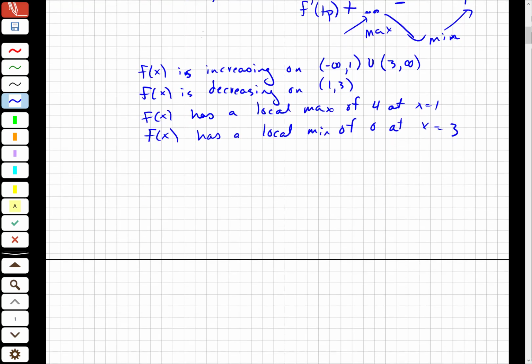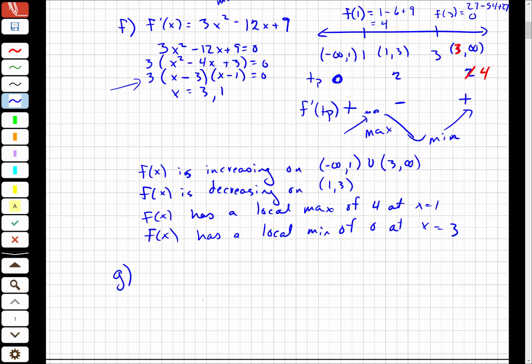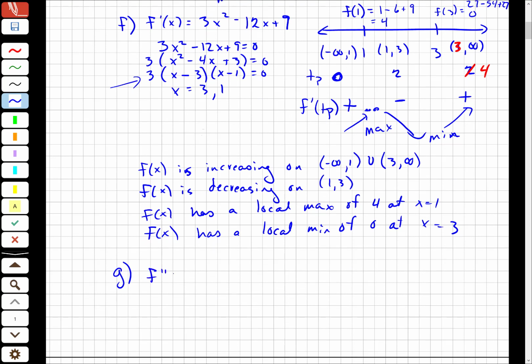So then part G is intervals of concavity. So I'm going to take the second derivative. Let me find the first derivative. So the second derivative is 6x minus 12. So 6x minus 12 is 0. 12x is equal to 2. Is that what we get? Let me look at my notes.